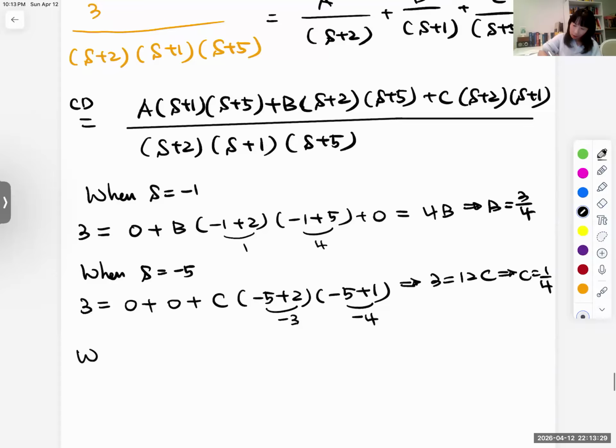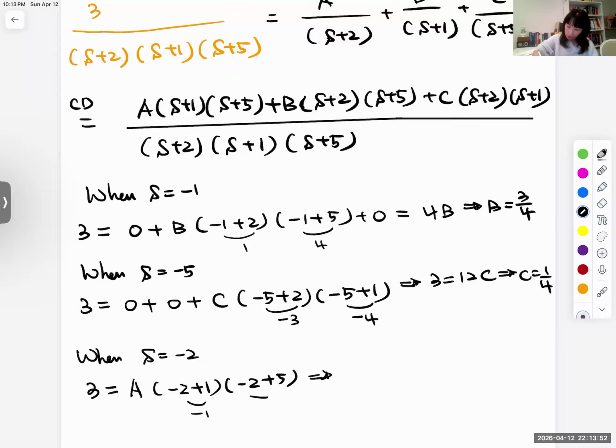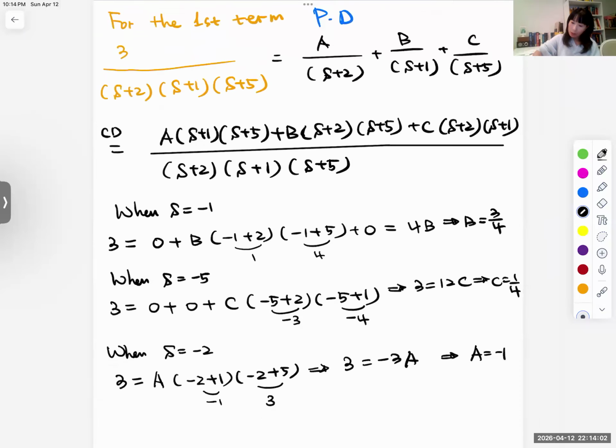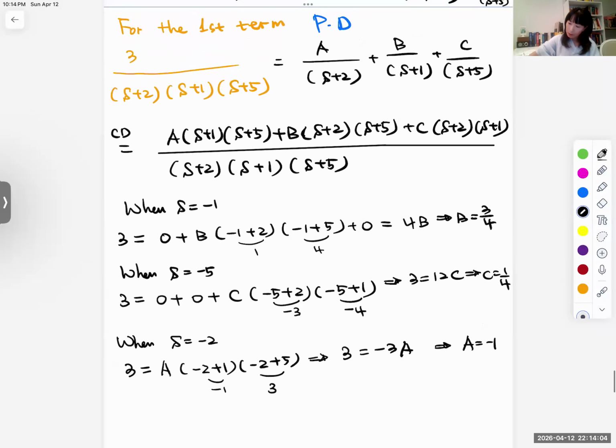Okay, now when s equals -2, 3 equals A(-2+1)(-2+5), and the rest is 0, right? So -1 times 3 is -3, so 3 equals -3A, A equals -1, right? Okay, now we have A, B, C.